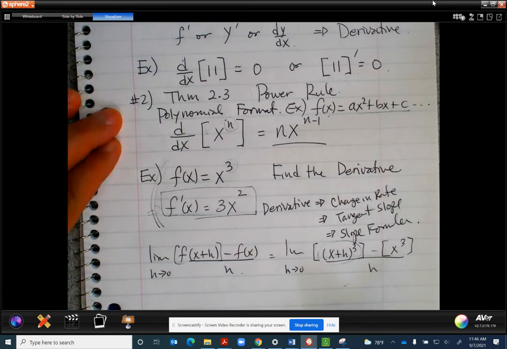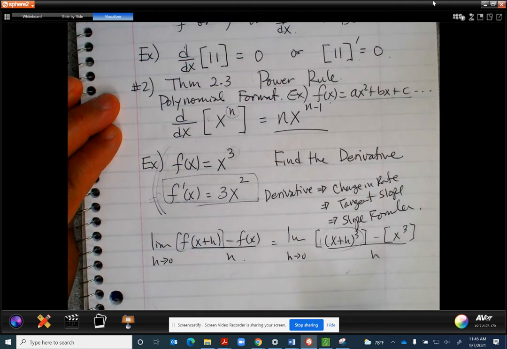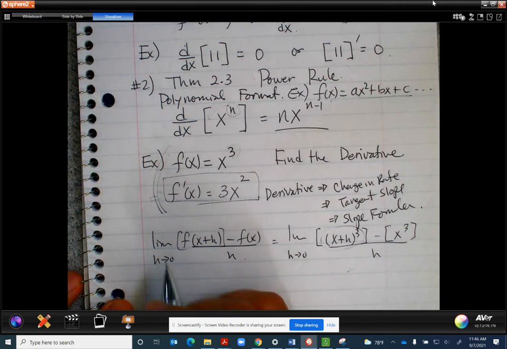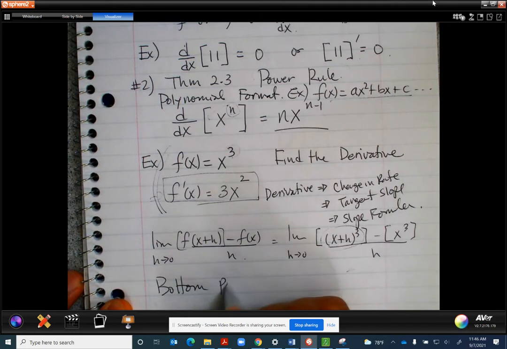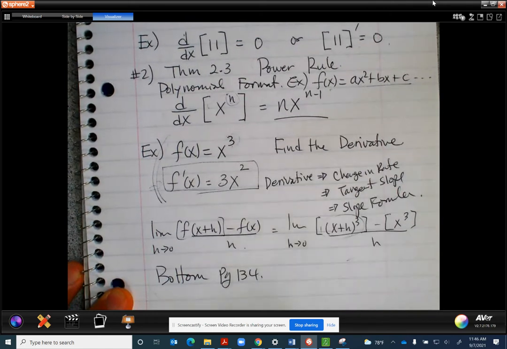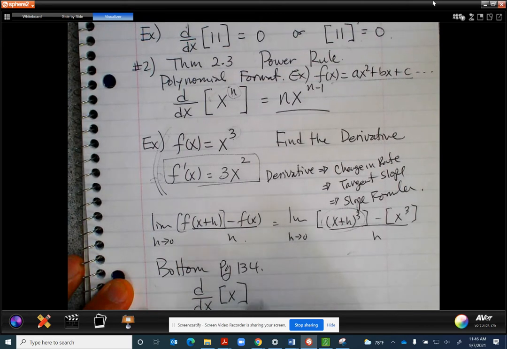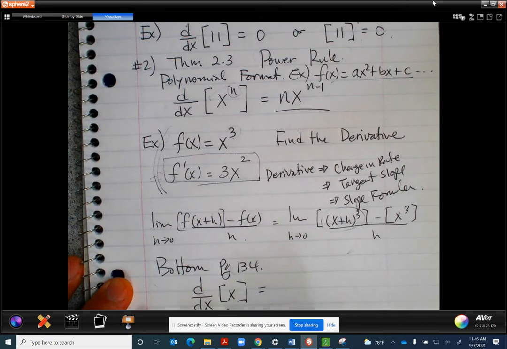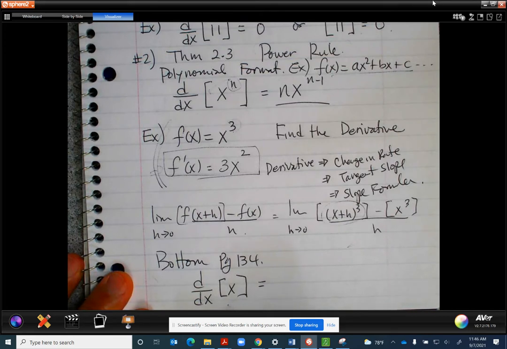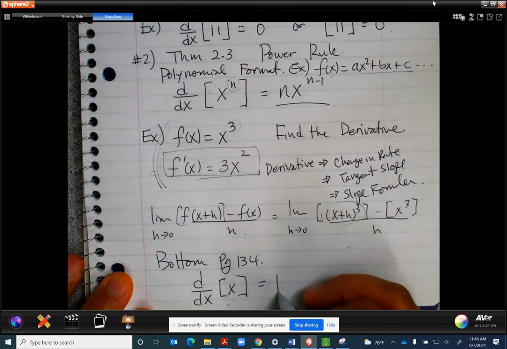Out of number 2, they want you to memorize something. At the bottom of page 134, everyone go to the bottom of page 134. They want you to memorize d/dx of x, the variable, is just, what does it say? 1. This is 1.